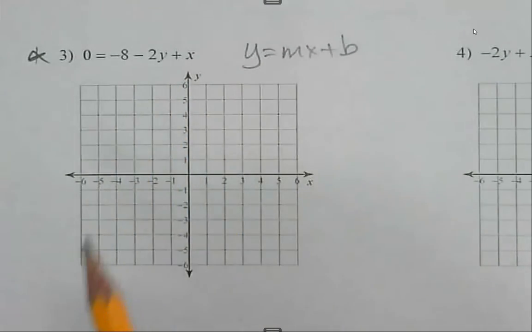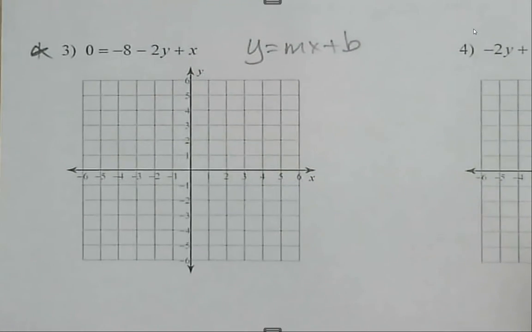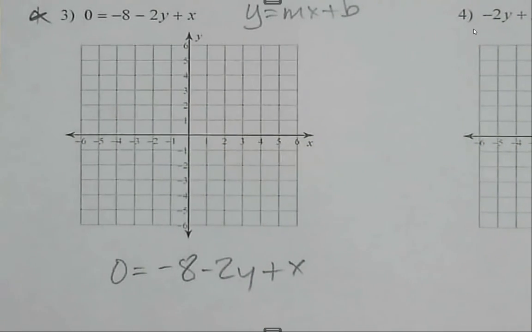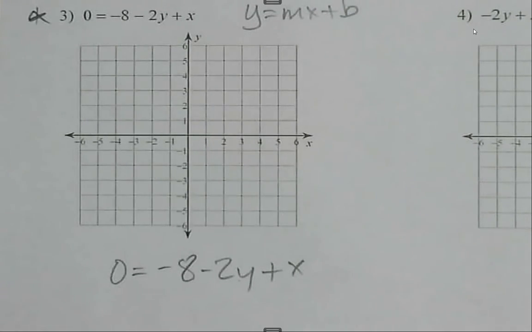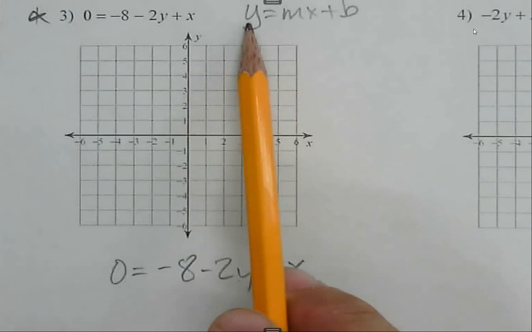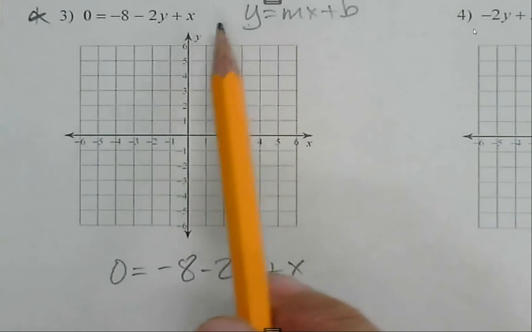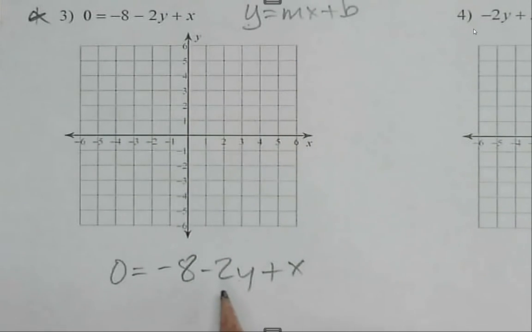So one of the first things I need to do before I graph this is to put it in slope-intercept form. So I'm going to slide this down, and we'll work on this down here. 0 equals negative 8 minus 2y plus x. Well, let's think about what we really need to do in order to get this in slope-intercept form. If you look up here, I really just need my y to be over here, and everything else can stay over here as far as I'm concerned. Let's look at what we've got for y. We've got negative 2y. Okay, remember, this is connected to that.